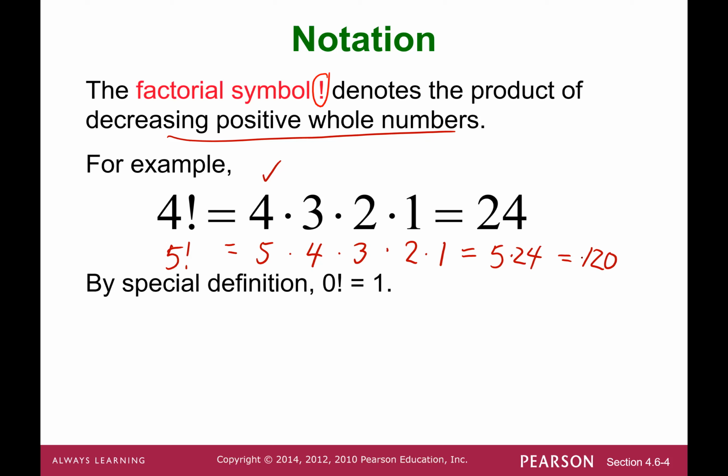And two special things about factorial. 0 factorial is 1, and 1 factorial is also 1. Those are special. So anytime you see 0 factorial, it automatically becomes 1.